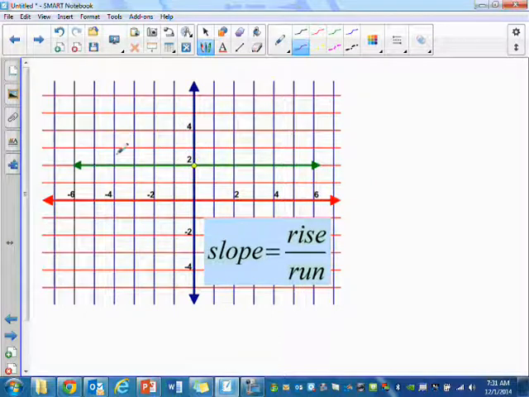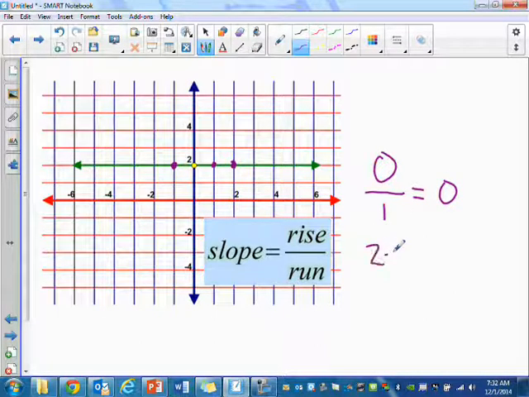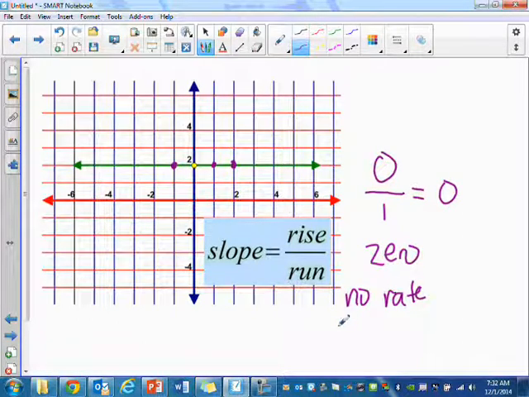This one, as you notice, is a straight line. We didn't go up at all. So from one point to the next, like here would be another point, here would be another point, here would be another point, we didn't go up at all. So the rise would be 0. The run, well, the next point is just over 1. Well, 0 divided by 1 is 0. So this rate of change is 0, or there is no rate of change.